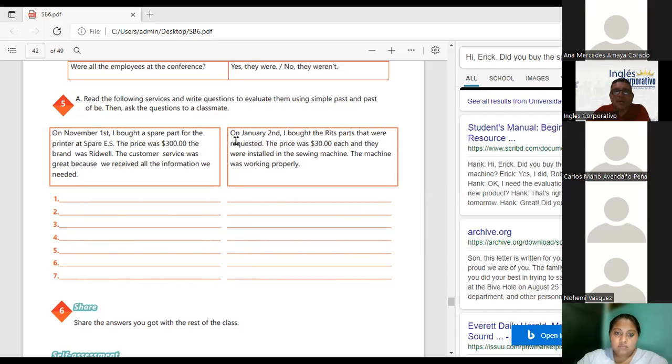Where were the spare parts bought? Where were the spare parts bought? What did you buy on January 2nd? How much did that part cost you? It cost $300. How many machines did I repair? Did you buy a spare part for the printer? Was the printer expensive? When did you go shop the spare part? How was the customer service?